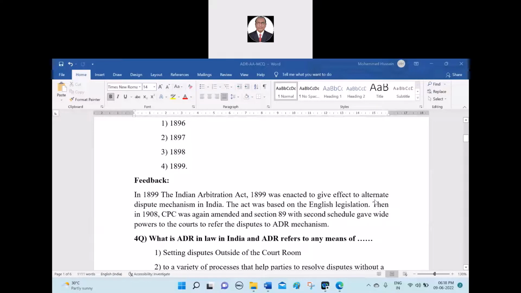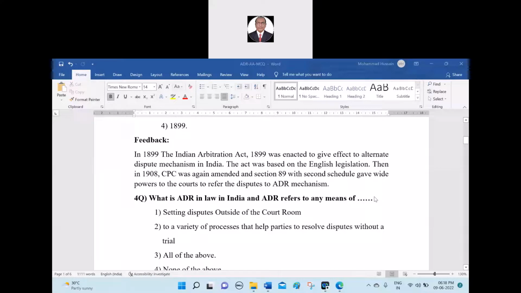In 1899, the Indian Arbitration Act 1899 was enacted to give effect to the alternative dispute mechanism in India. The Act was based on English legislation. Then in 1908, the CPC was amended. Section 89 with the Second Schedule gave wide power to the court to refer the dispute to the ADR mechanism. Supplementary question: which section of the CPC allows you to refer the dispute to the ADR mechanism? Section 89.